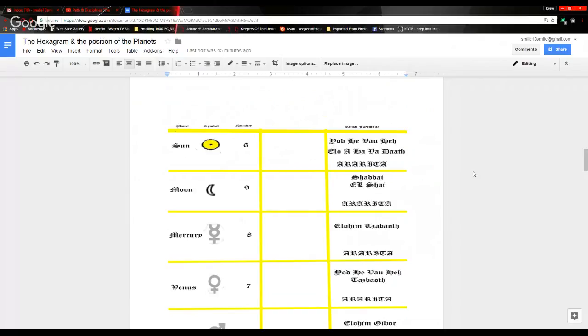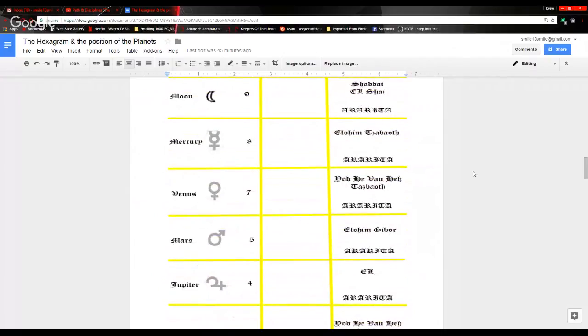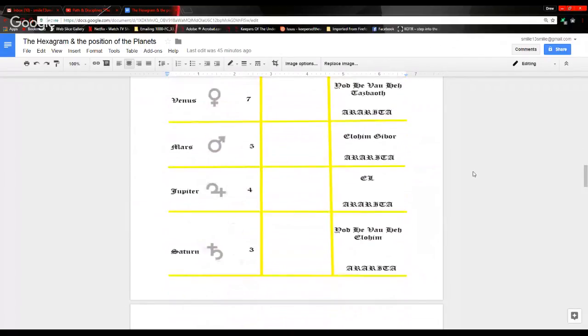Mercury, its number is 8. Its formula, Elohim Tzabaoth. Venus, its numeric value is 7. Yod He Vau He Tzabaoth is its ritual formula. Mars, its number is 5. Elohim Gibor. Jupiter is 4. Its ritual formula is El. Saturn, its numeric value is 3. Yod He Vau He Elohim.